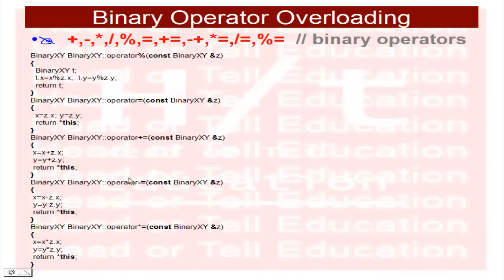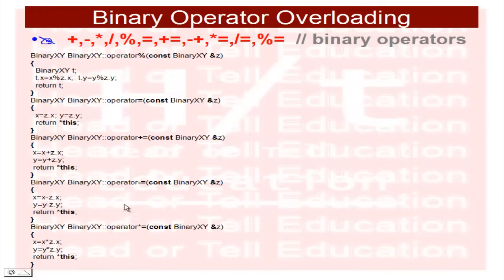Okay, same like this, plus equal to, so this is again operator plus equal to, only I have changed this, so x equal to x plus z dot x and y equal to y plus z dot y, and return pointer star of this, the current object.